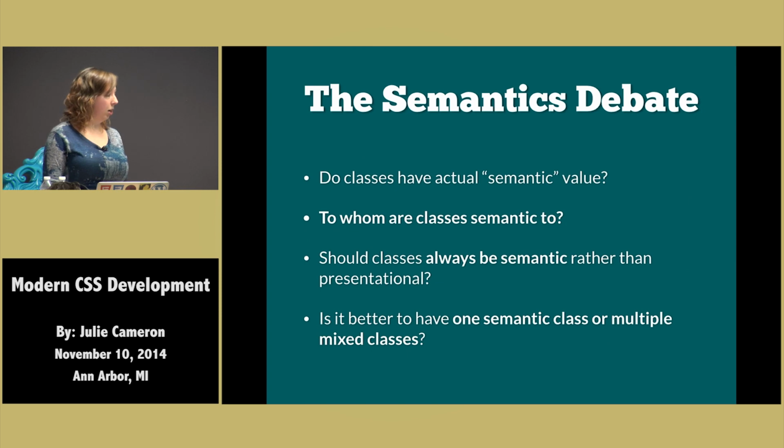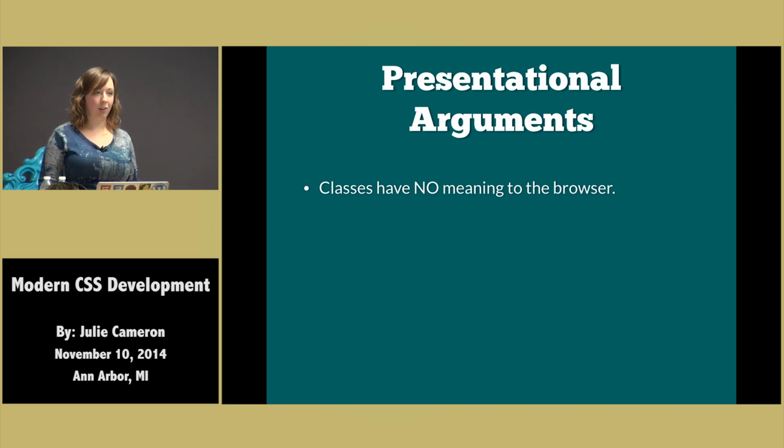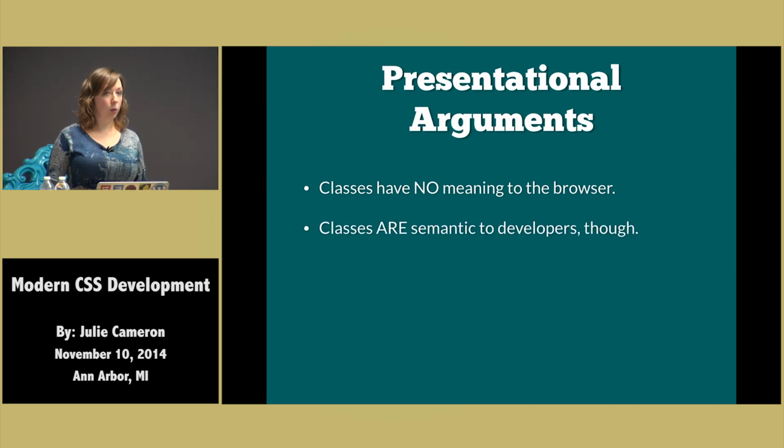If we were to argue the presentational side, which OOCSS would have us do, we'd point out that classes don't actually have any meaning to the browser whatsoever. No semantic meaning. They're purely there to match styles to elements. Classes do, however, have semantic meaning to developers. I can look at a class, and if it says padding top large, I know what that means, and as a front-end developer, that has value to me.